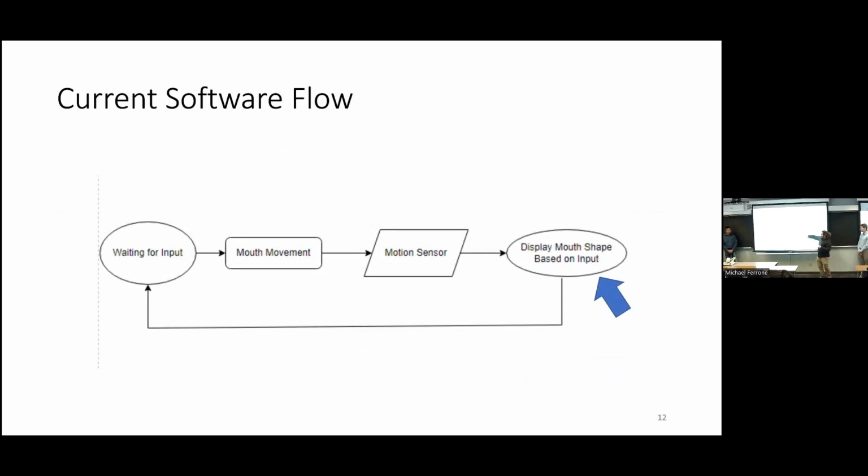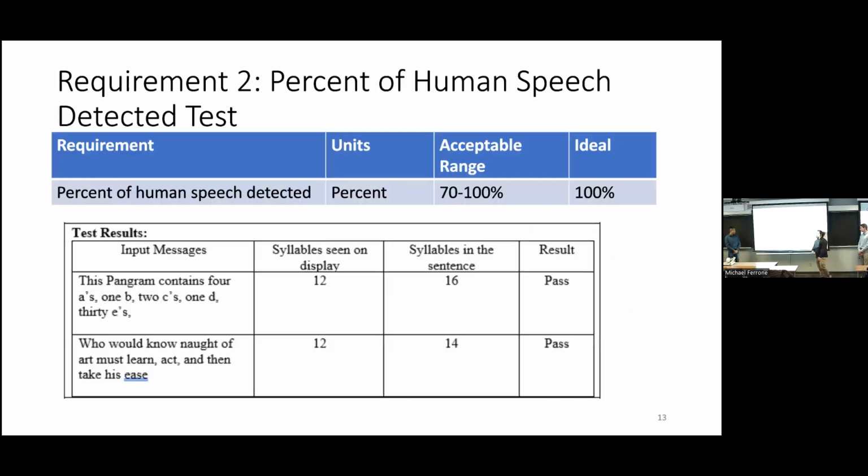So as we can see here, we're waiting for input state. It's basically going to continuously look for any sort of movement. We have our mouth movement and our motion sensor. The way we determine what's actually happening is we take the average slope and distance between the motion sensor and the mouth over 20 millisecond intervals. If the slope is negative, it means the mouth is closing. If the slope is positive, it means the mouth is opening. And this is where our next requirement comes in, displaying a mouth shape based on the input that comes in.